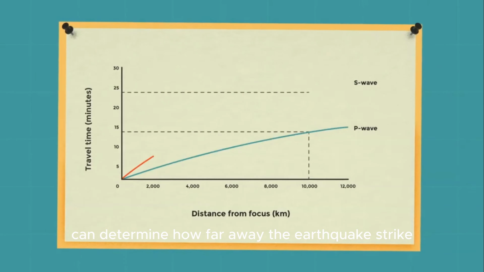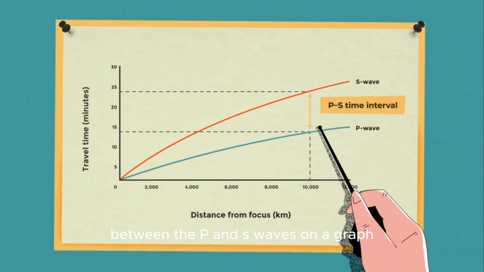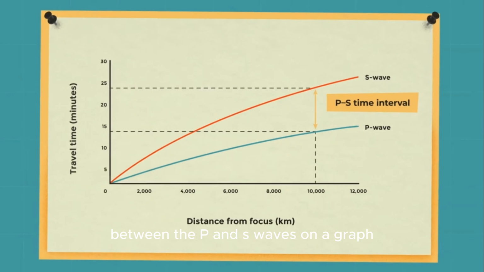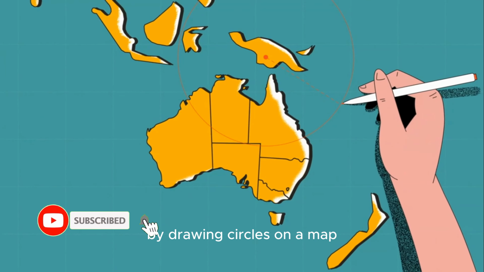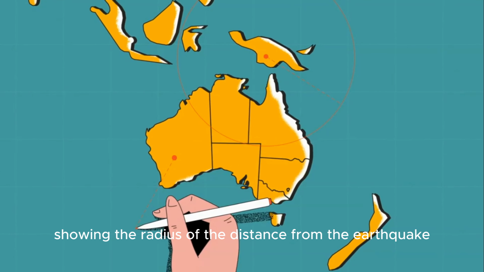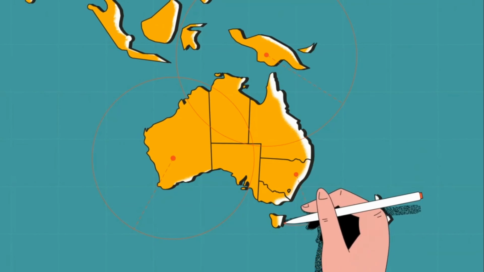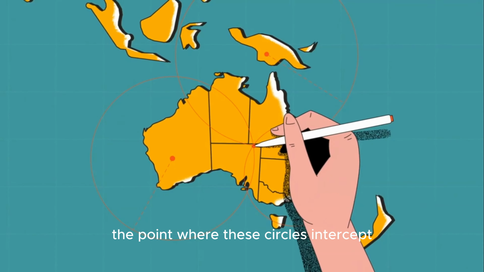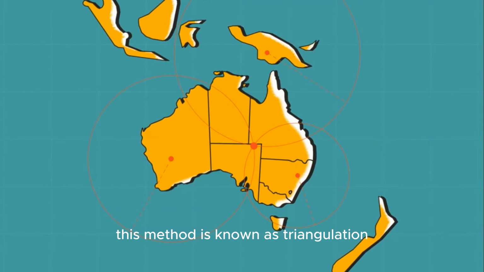Seismologists can determine how far away the earthquake struck by plotting the difference in the time of arrival between the P and S waves on a graph. Seismologists can determine the epicentre by drawing circles on a map, showing the radius of the distance from the earthquake of 3 or more seismic recording stations. The point where these circles intersect determines the epicentre of the earthquake. This method is known as triangulation.